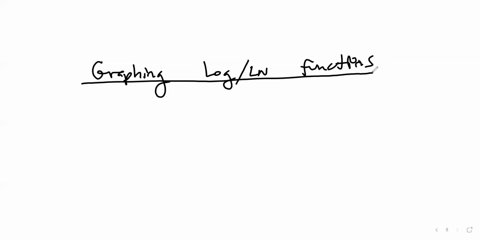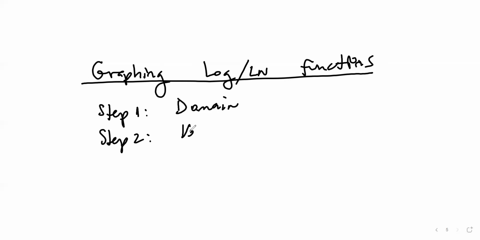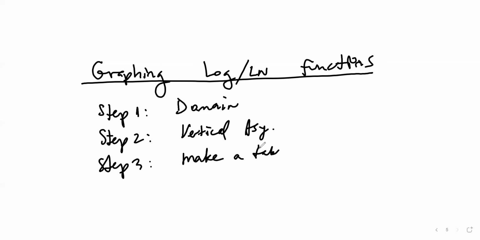So when you're graphing, step one will be: find the domain. Step 2: find the vertical asymptote. And then step 3, you may want to include a table. So make a table of values. These 3 things should help you to have some idea. Of course, it will not be a very rigorous graph, but it will give you some idea.